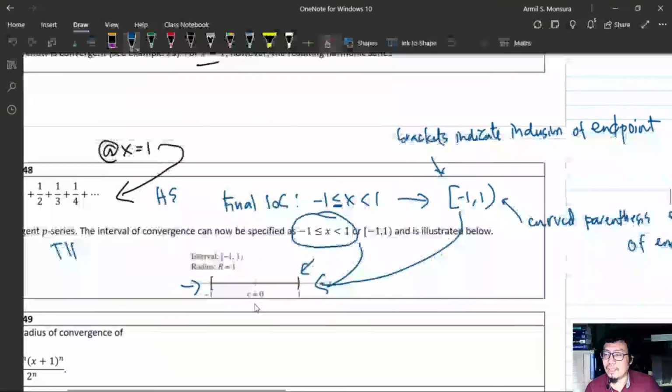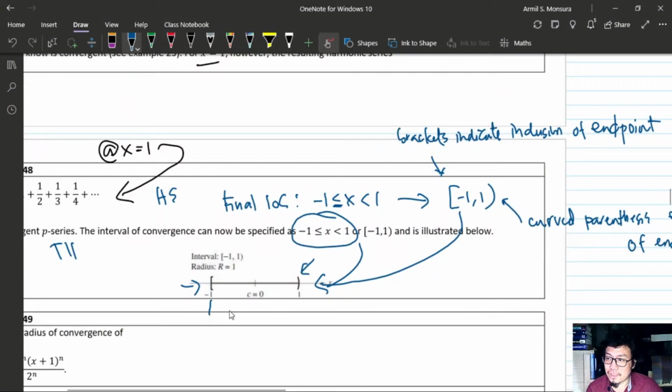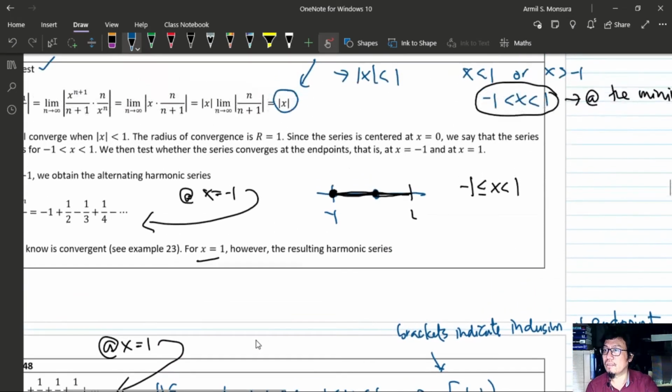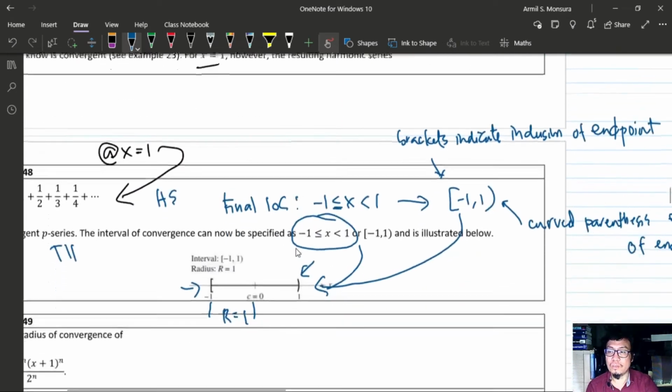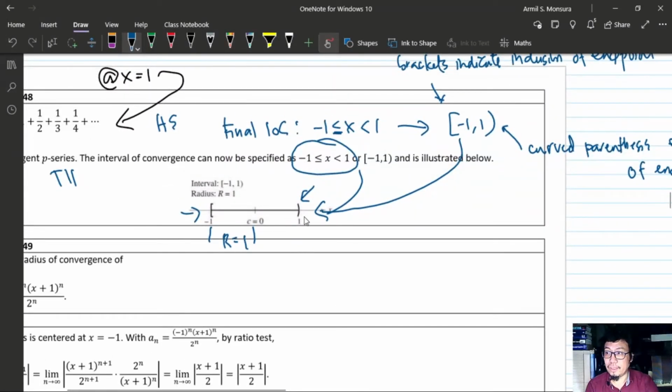From this graph, it seems that our radius of convergence is what? Were we able to specify that? So the radius of convergence is what? Even if you measure it here, still the radius of convergence is 1.